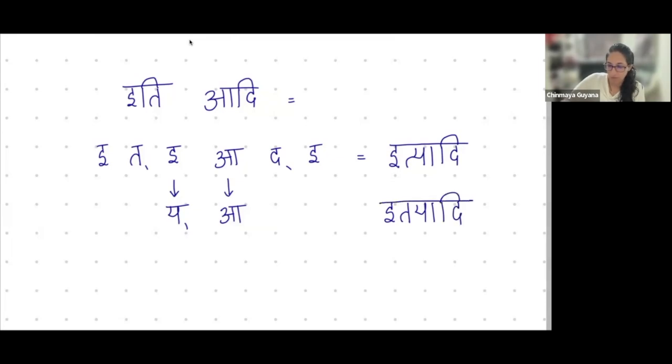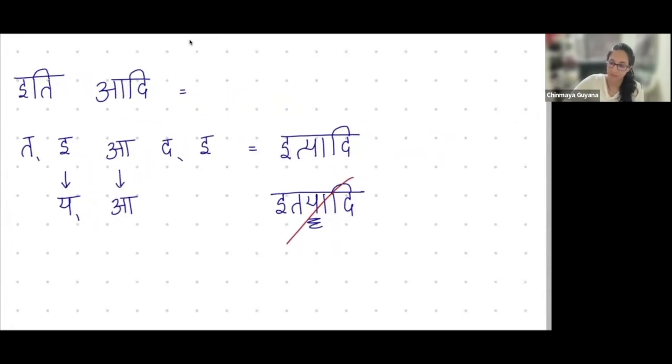Nobody should be writing it like this. Wrong. And another common mistake is no one should be writing it like this either. This is also wrong. The full vowel does not get written in the word. Okay, so far so good? So that's one rule.